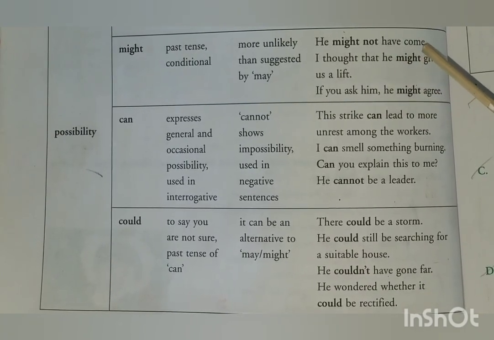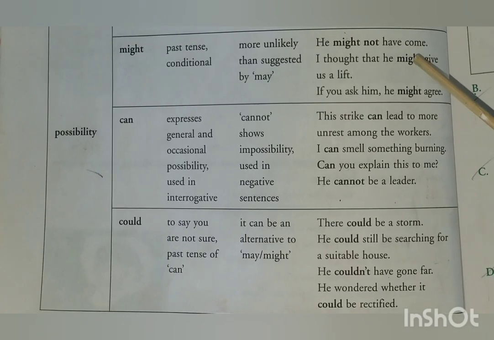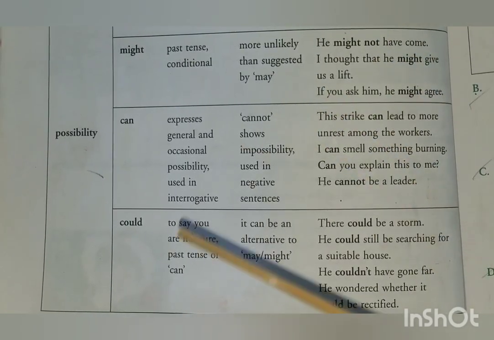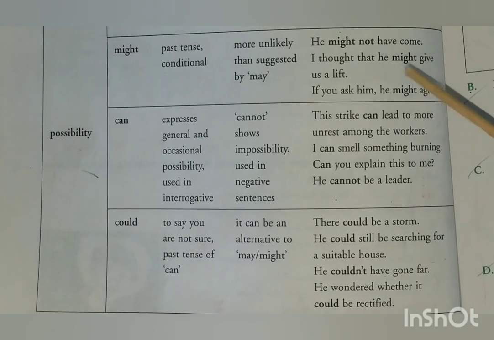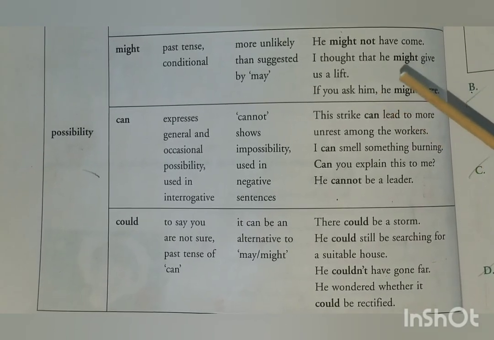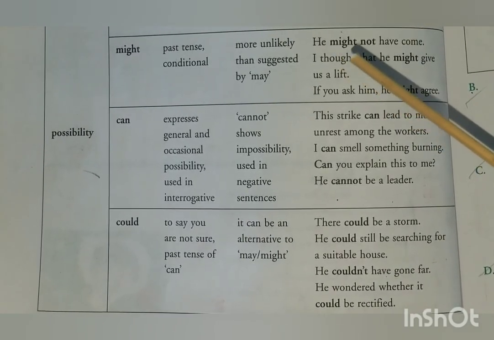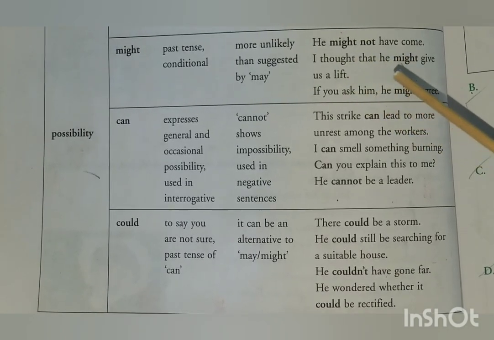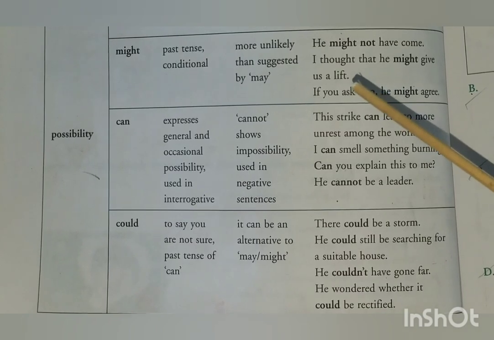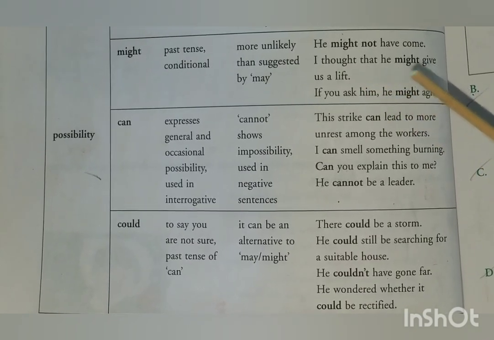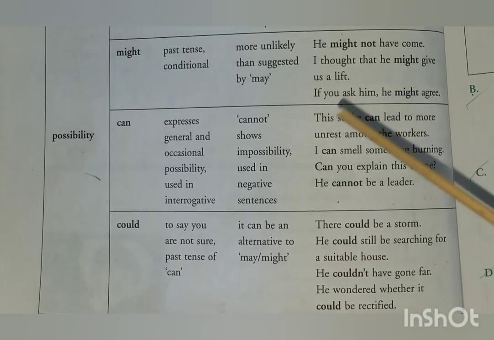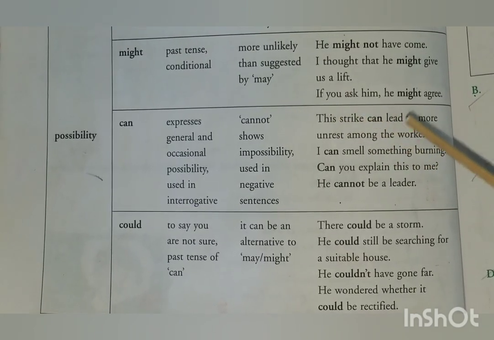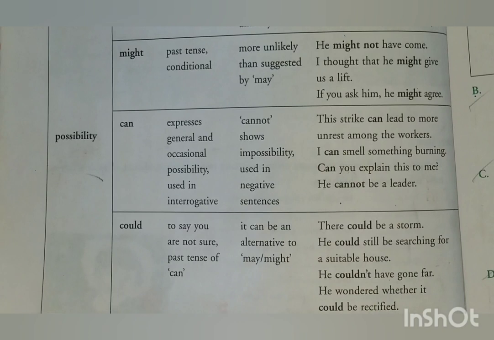Possibility, probably. He might not have come, he may not come, like wo shayad na aaye. I thought he might give us a lift. Maine socha shayad wo hame lift de. If you ask him he might agree. Agar tum usse poocho shayad wo razi ho jaye.